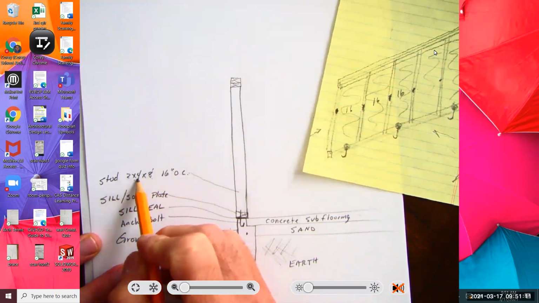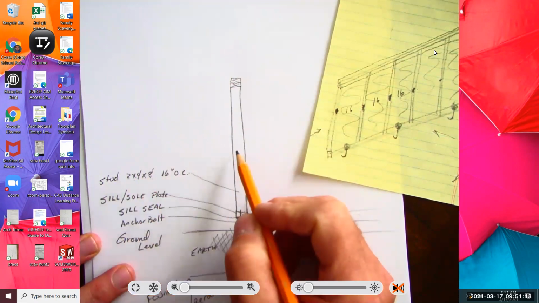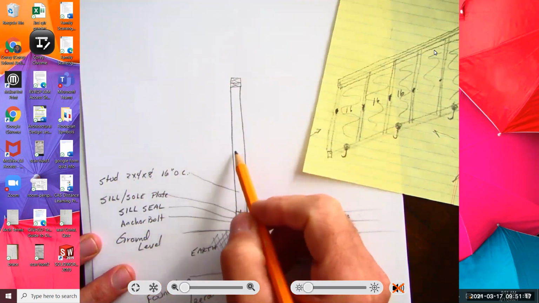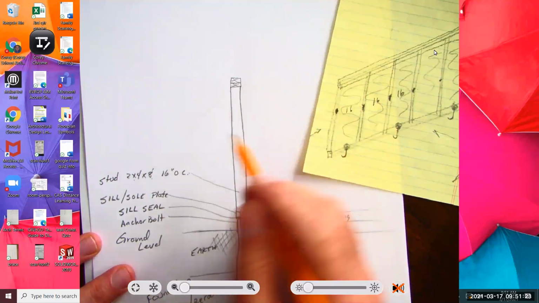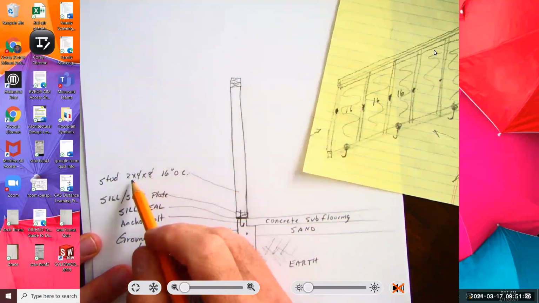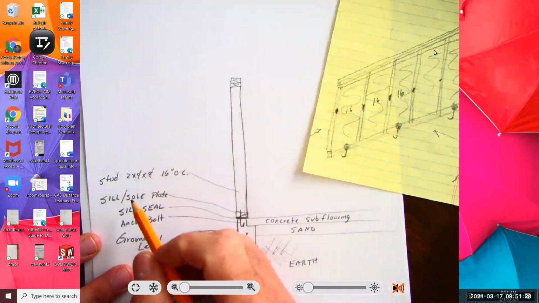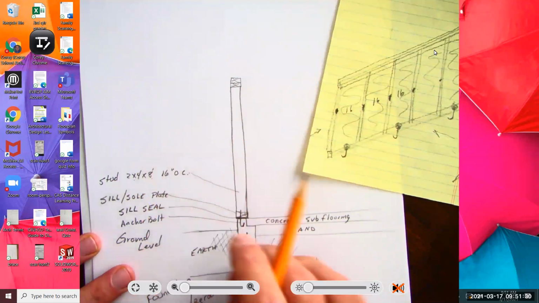That is called a nominal measurement, because if you actually measure the size of a stud, the thickness is only 1.5, the width is only 3.5, but they are 8 feet tall. So there's a term called a nominal measurement and a term called an actual measurement.